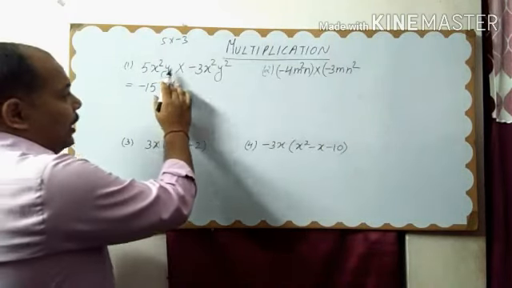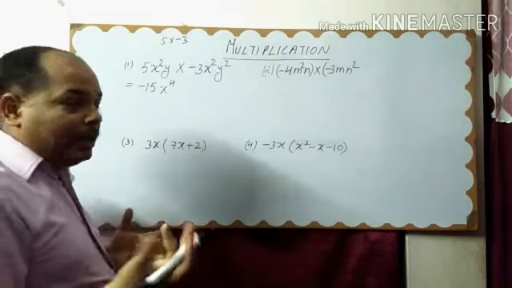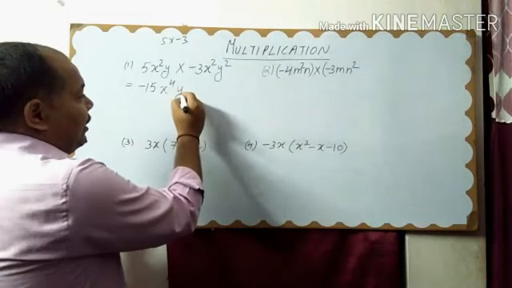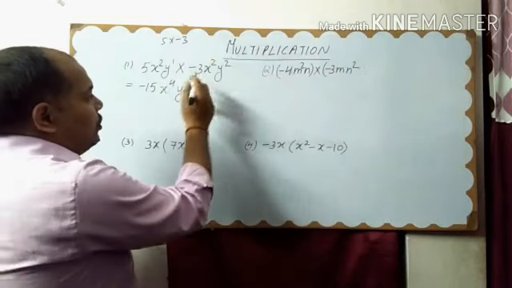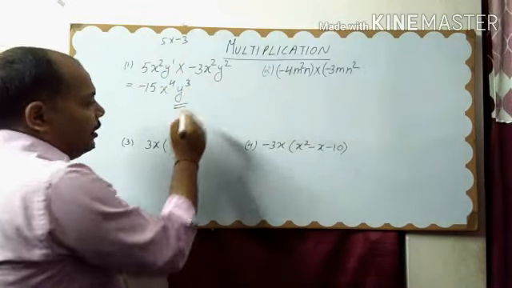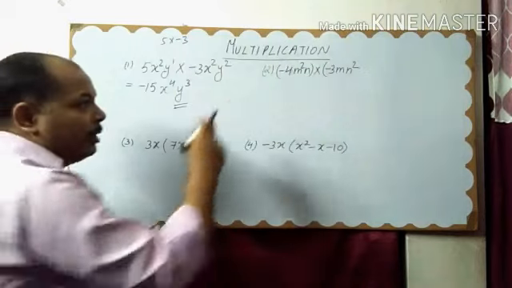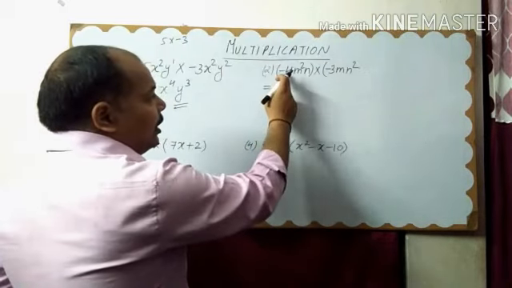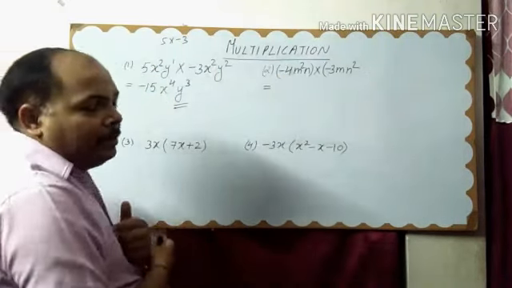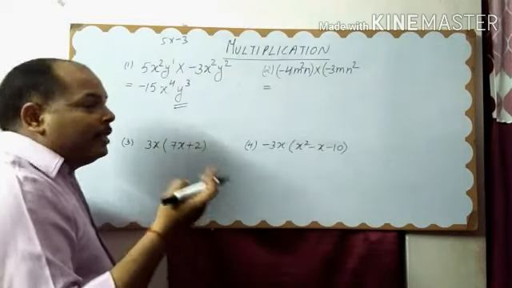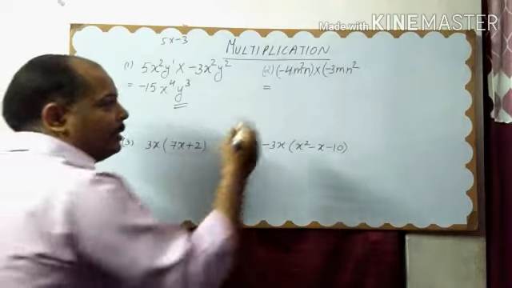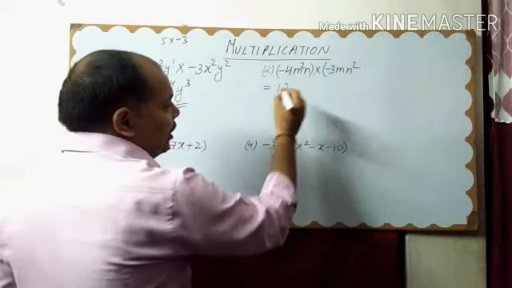Okay. So y multiplied by y square. We will write y. Here the power will be 1, 1 plus 2, it will be 3. It is your answer. See here. The numerical coefficient is minus 4 and in that minus 3. Minus 4 multiplied by minus 3, so it will be plus 12.